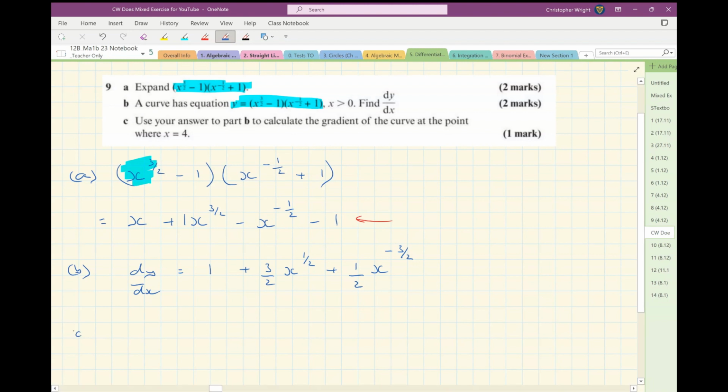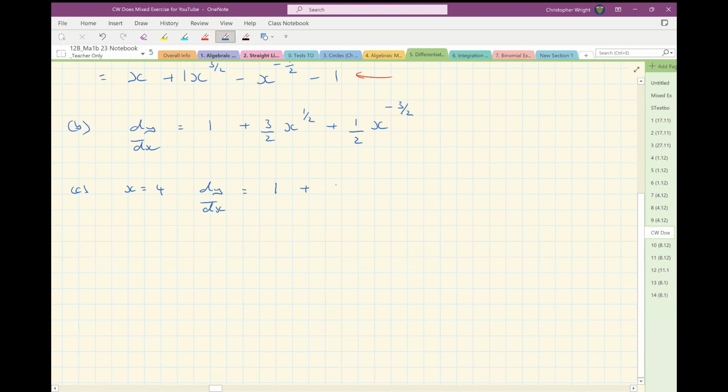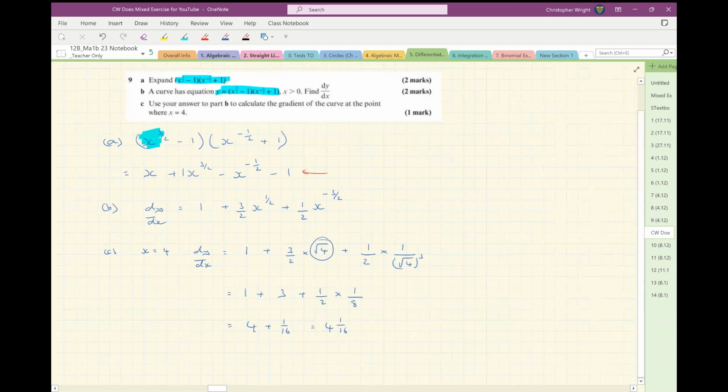Use your answer to part B to find the gradient when x equals 4. Well, let's evaluate dy by dx when x is 4. So when x is 4, I'm going to have 1 plus 3 over 2 multiplied by the square root of 4, plus a half multiplied by, well, that's going to be 1 over 4 to the power of 3 over 2. So that's the square root of 4 cubed. Okay, so that's going to be 1 plus 3 over 2 times 2, because the square root of 4 is 2, it's just 3, plus a half times 1 over 2 cubed, which is 1 over 8. So it's going to be 4 plus a 16th. So the gradient of the equation when x equals 4 is 4 and a 16th.